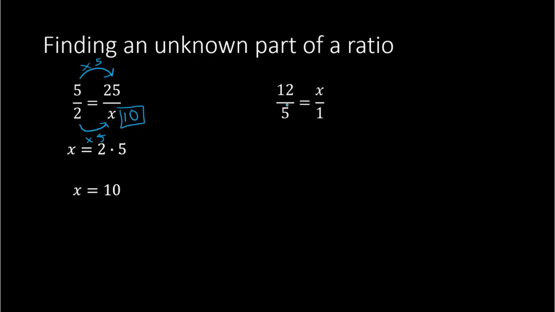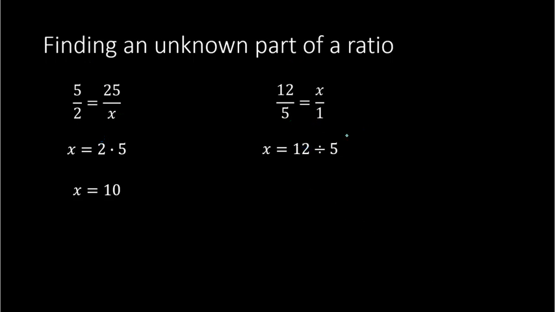Here's another example. We have 12 over 5 equals x over 1. So looking at the denominators, notice we went from 5 to 1. Remember, you can multiply or divide both numbers of this first fraction to get an equivalent fraction. So here, we did 5 divided by 5 to get to 1. Same thing on the top. 12 divided by 5 would give you the numerator. So x, this number in the top, would be 12 divided by 5.